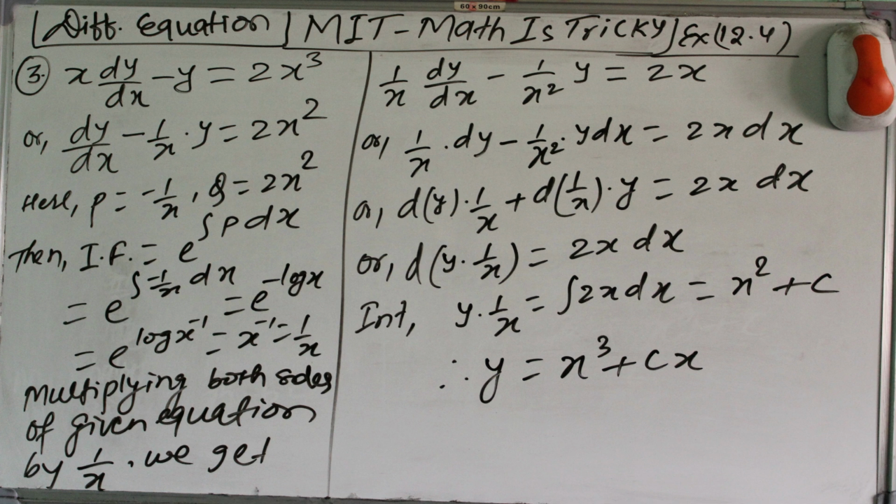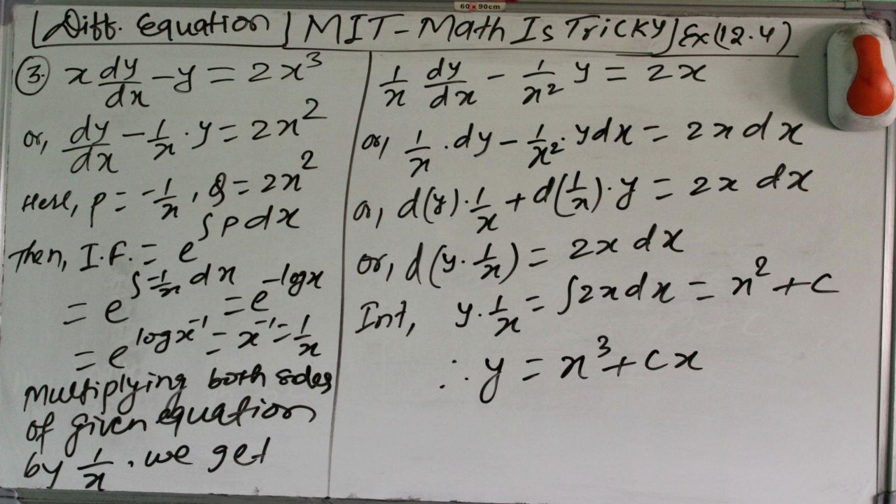So dividing both sides by x, we'll get here dy by dx minus 1 by x into y equals 2x square. Now by comparing this with linear form, we'll get here p equals minus 1 by x, q equals 2x square. Let's find the integrating factor, which is e power integration p dx. So it is here e power integration of minus 1 by x dx, which is, integration of 1 by x is log x, minus is there, so minus log x, and we can write here e power log x power minus 1. Again we are using one property of log, so it will be simply x power minus 1, that is 1 by x.